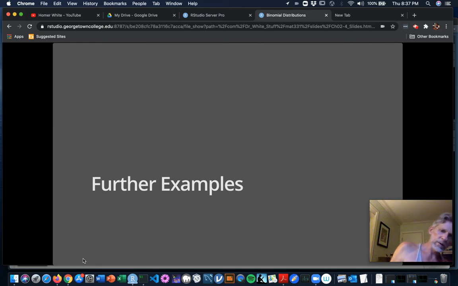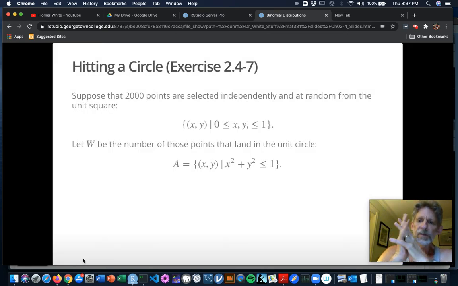Hi everybody, Dr. White here, continuing on with binomial random variables, and I promised to head back to our studio and do some more computational examples. So here's a further example. This is based on exercise 7 in section 2.4.